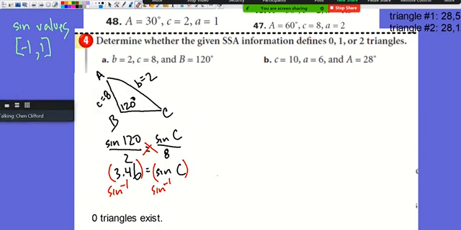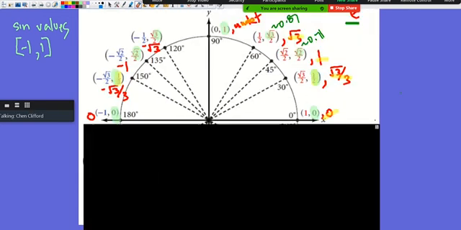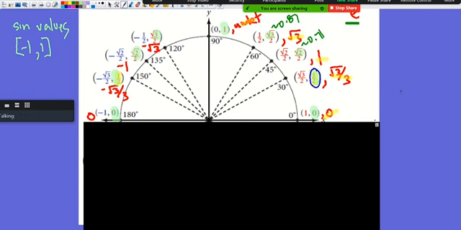Now here's a case where 2 triangles exist. Okay? Watch this. Now, I want us to just pay attention to the top, quadrant 1 and 2. Okay. Now, let's look at this 1/2. What angles have a sine value of 1/2? The answer is 30 and 150. Okay. 30 and 150.